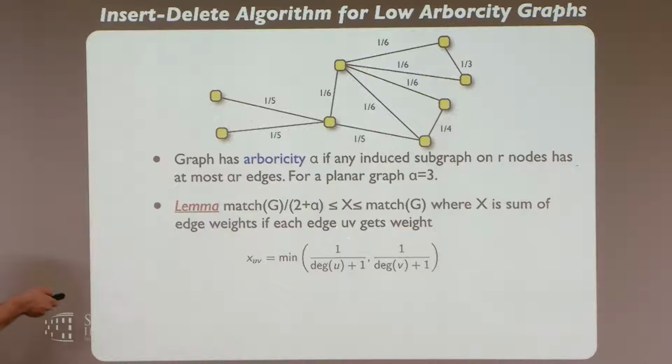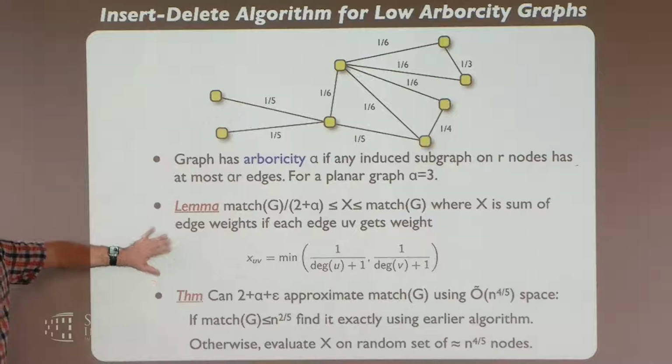If this graph is low arboricity, it's possible to show that the sum of all these weights is at most the size of the maximum matching in the graph, and it's at least the size of the maximum matching divided by 2 plus alpha. This graph was planar, so alpha is 3. So the sum of these weights is a 5 approximation to the size of the maximum matching in the planar graph.